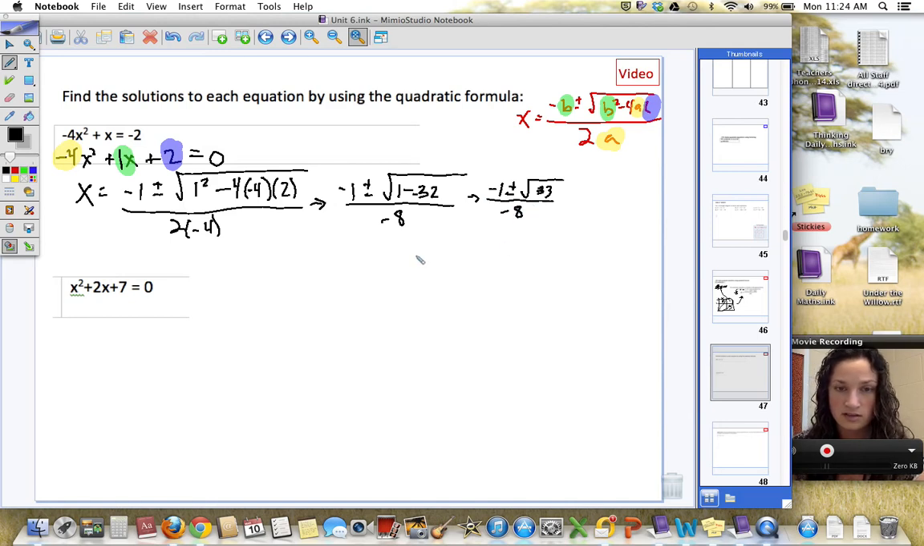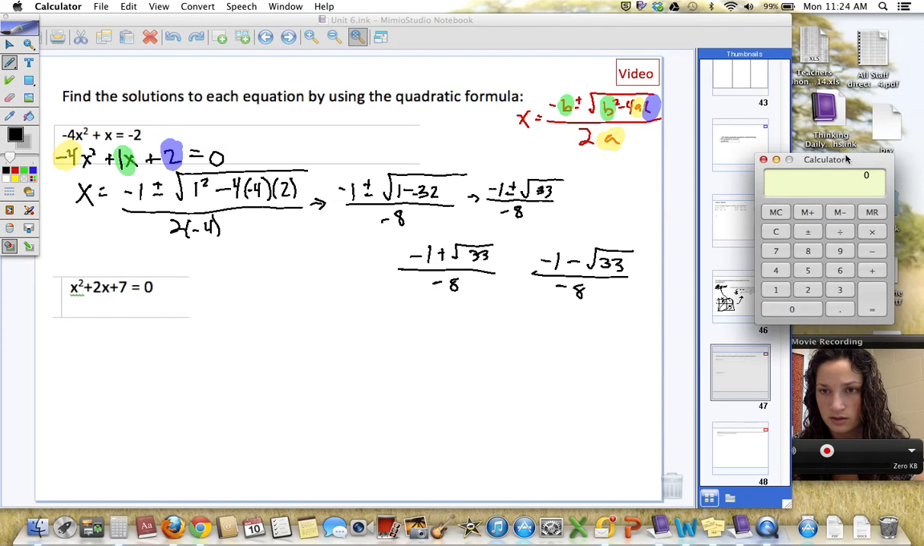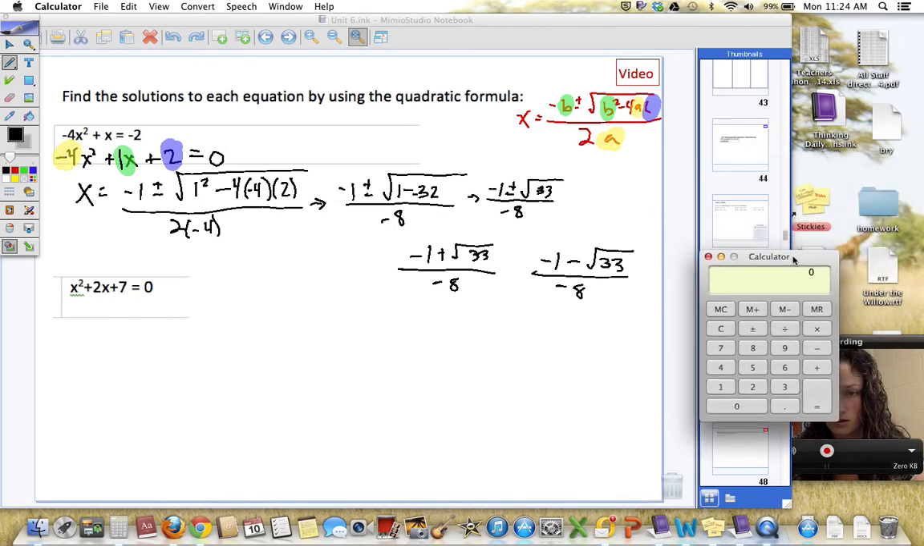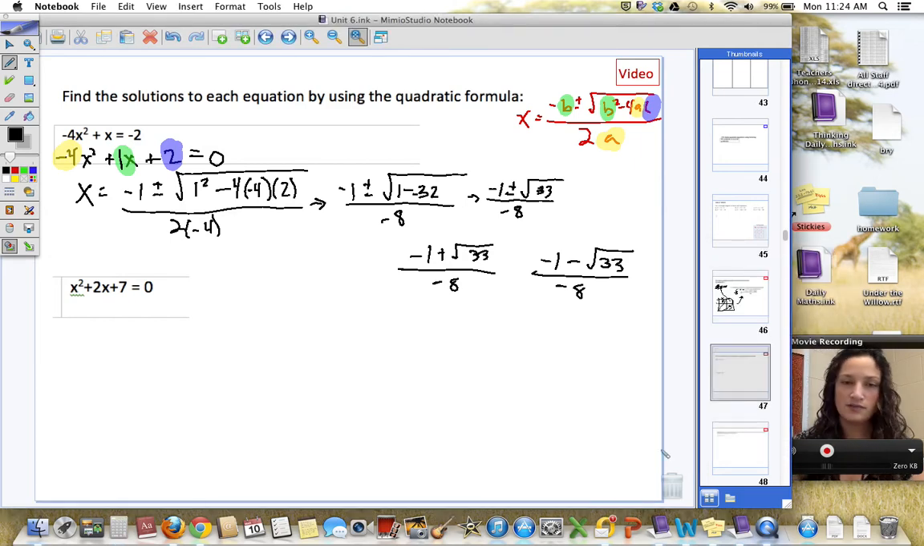So then I have this, negative 1 plus the square root of 33 over negative 8, and negative 1 minus the square root of 33 over negative 8. So I'm going to get out a calculator down here. Does this one allow me to do square roots? Let's find out. No, I have to get a different calculator. This calculator on the computer doesn't allow me to, so if I do it on one of these, it has a square root button. So if I type in 33 square root, I'm going to round that to 5.7.